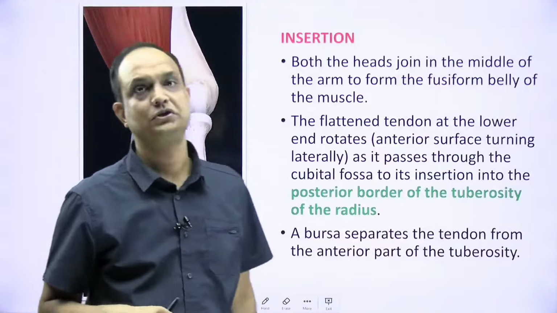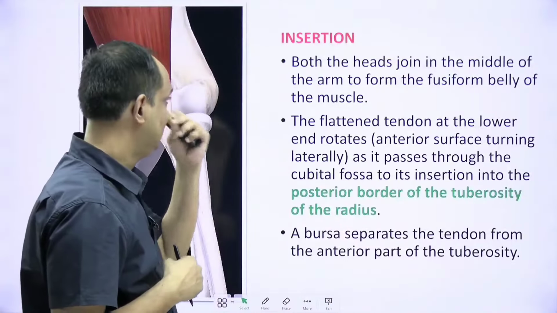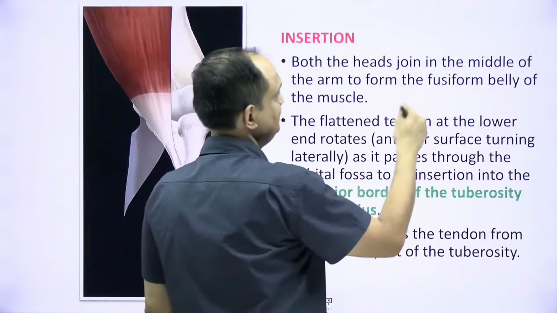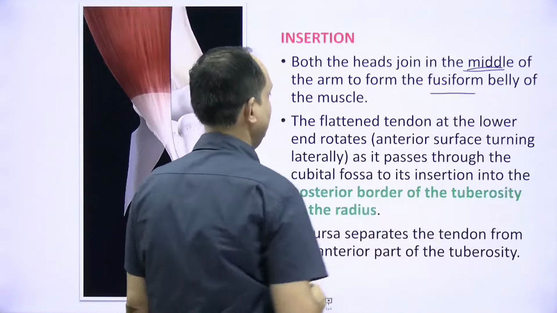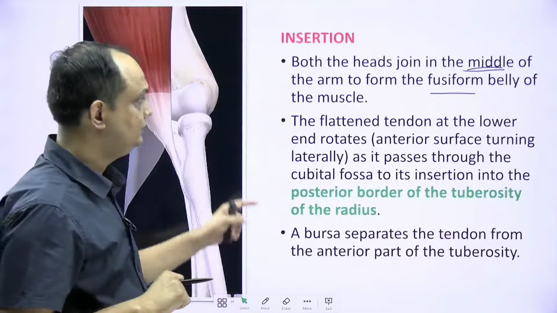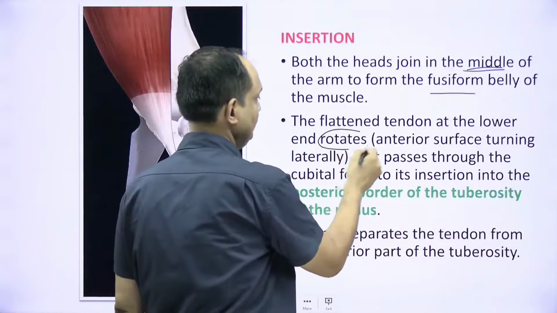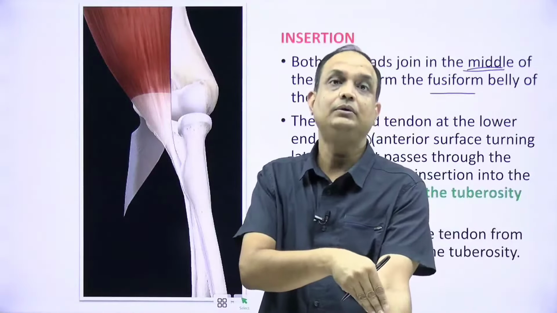These are the two things to keep in mind about this ligament. Now, what is the insertion of biceps? Again, the insertion is very important. When you see the insertion, both heads of your biceps join in the middle of your arm and form a fusiform belly, and there is a flattened tendon at the lower end. Now, this flattened tendon rotates. What does it mean? The tendon is not going vertically downward, but it rotates.